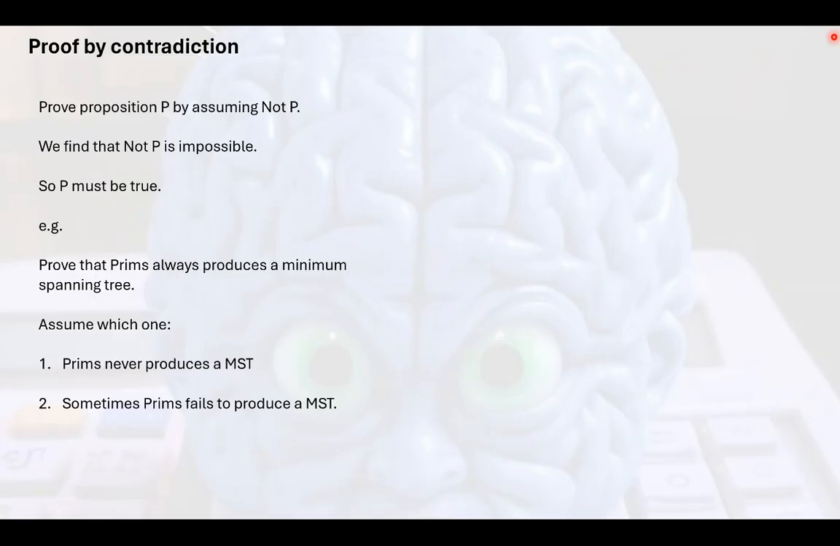Well, if we were to say that it's wrong that Prim's never produces an MST, that doesn't prove that it always produces an MST. That would just show that sometimes it might, sometimes it might not. What we need to assume is that sometimes Prim's fails to produce an MST. If we prove that that assumption is wrong, we're saying it's impossible for Prim's to fail to produce an MST, which means Prim's always does in fact produce an MST. Hopefully you can see the difference in logic there.